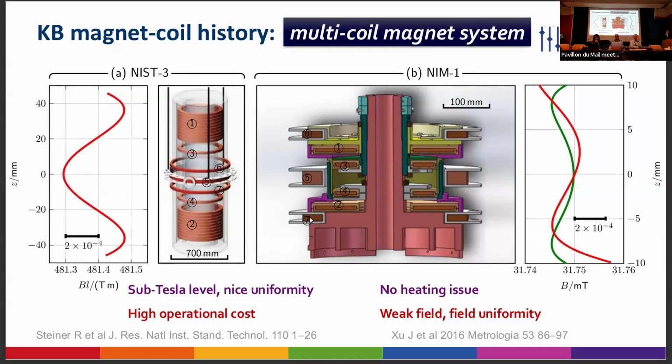And NIM-1 did a similar permanent magnet system. It's equivalent, but in such a system there are no heating issues. But the field is also weak because, as you see, this is 30-something millitesla. And because it's also an open magnetic circuit, the uniformity of the material can affect the uniformity of the field distribution.